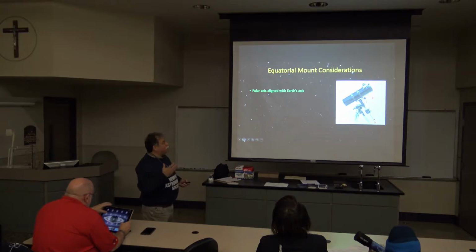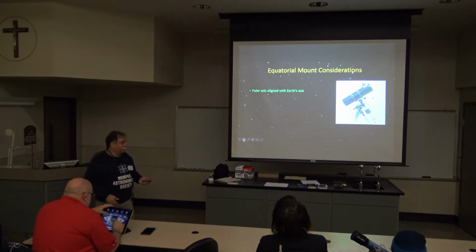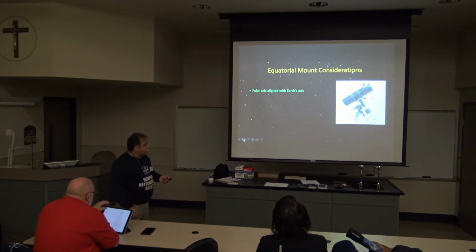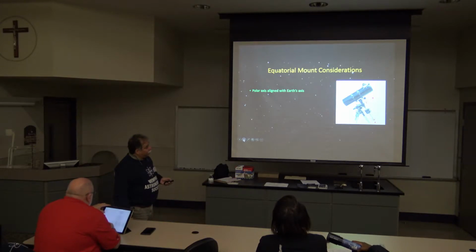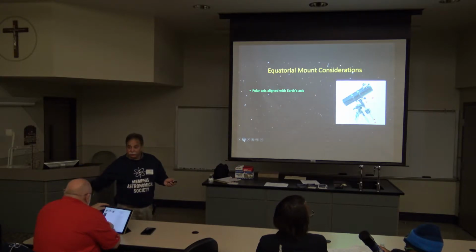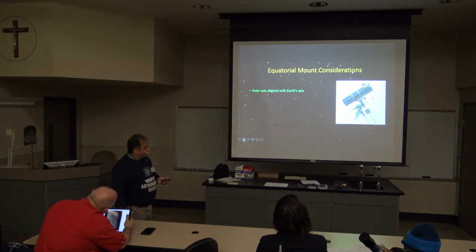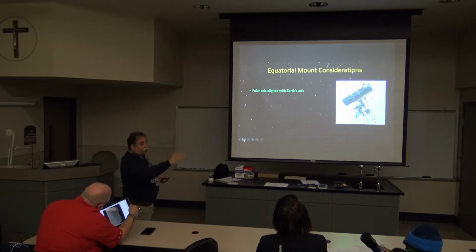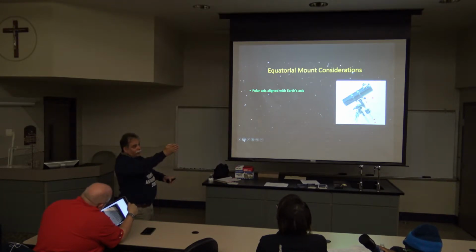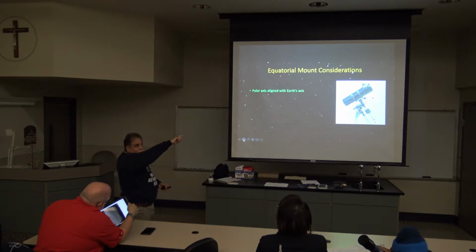The other type of mount is the equatorial mount. As you see here, the angle of the mount is set to the latitude where you are, in the case of Memphis, 35 degrees, and you align this with the polar axis of the Earth, so with the rotation of the Earth, okay? So when the Earth rotates and the sky moves, the telescope can follow that movement because all the objects will do an arc in front of you.